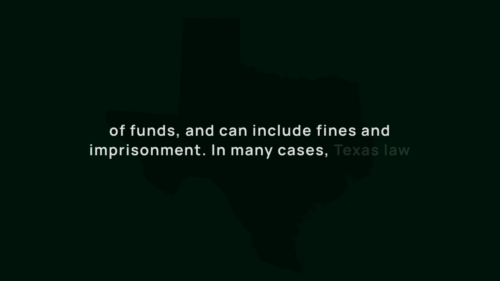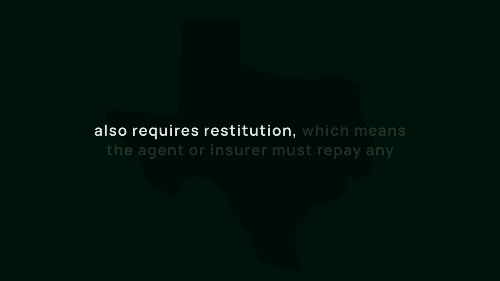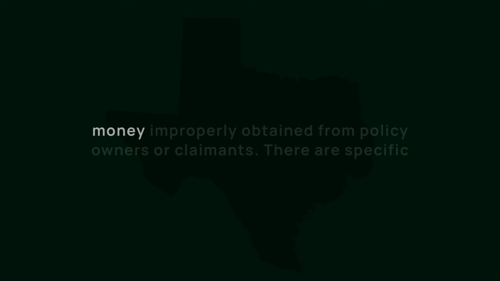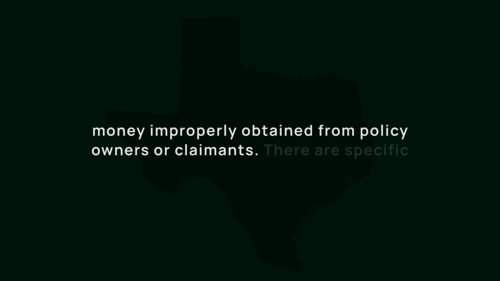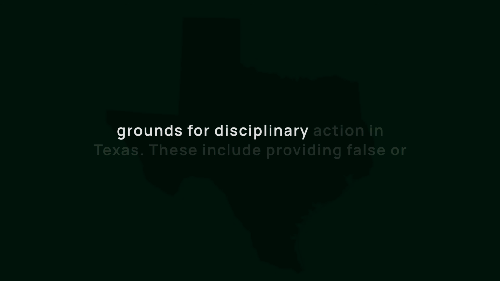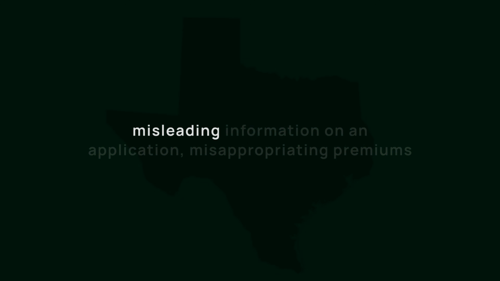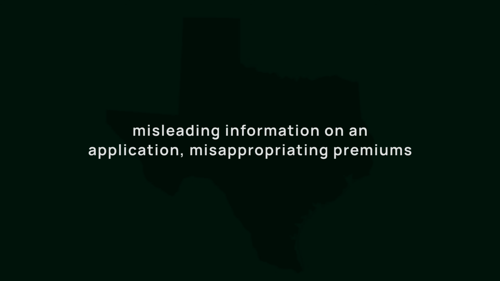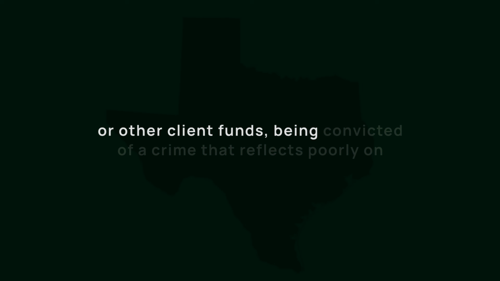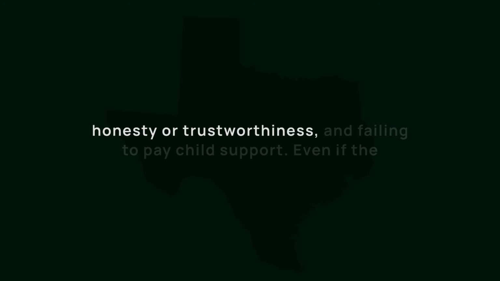In many cases, Texas law also requires restitution, which means the agent or insurer must repay any money improperly obtained from policy owners or claimants. There are specific grounds for disciplinary action in Texas. These include providing false or misleading information on an application, misappropriating premiums or other client funds, being convicted of a crime that reflects poorly on honesty or trustworthiness, and failing to pay child support.